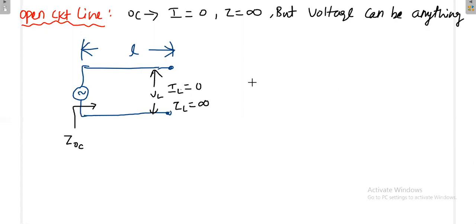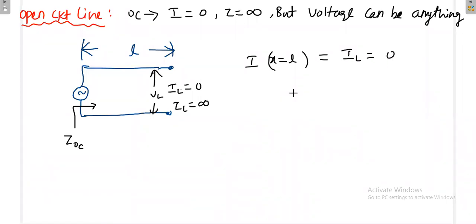Now you know all the values. You know some conditions, so you just try to substitute that condition. What happens when I is equal to I at x is equal to L? When x is equal to L, that is IL is equal to 0.